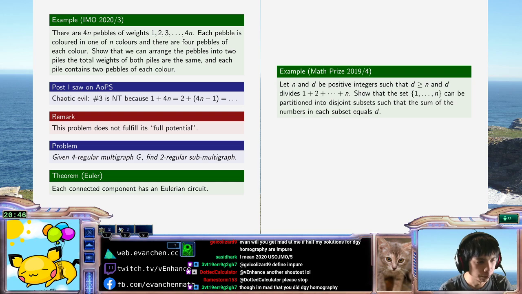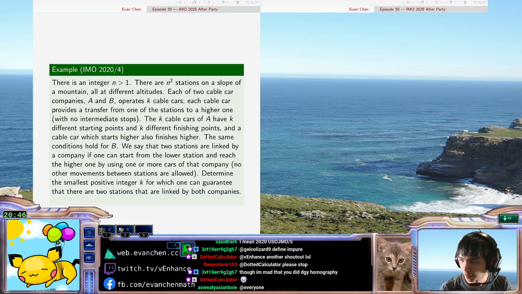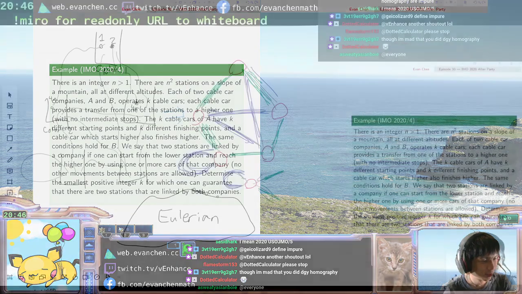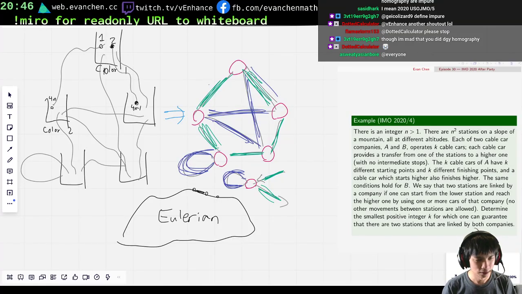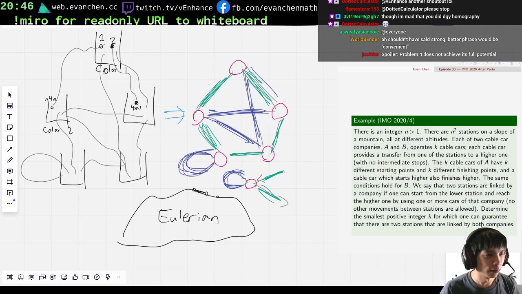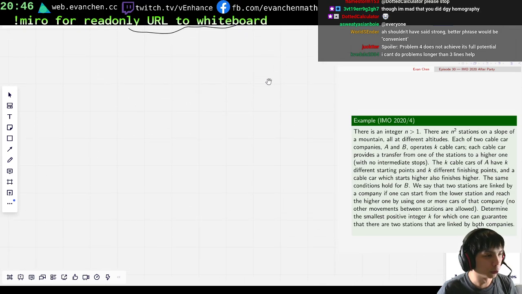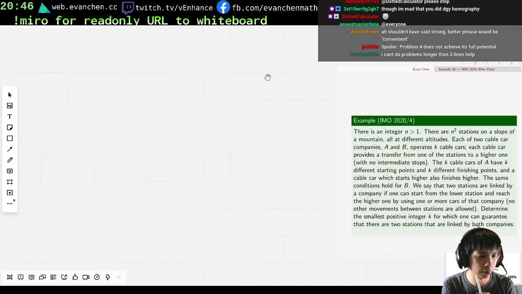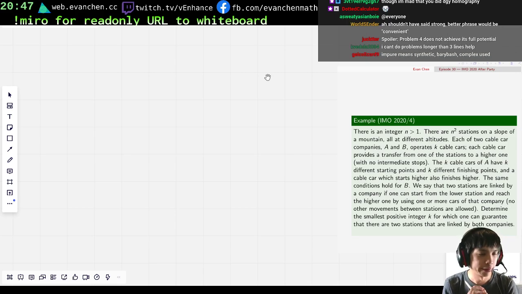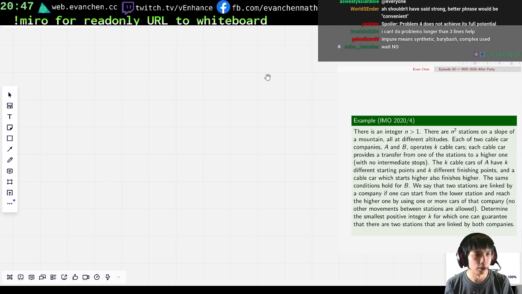Okay, so let's go into problem 4. So, this is a problem that appeared. And problem 4 does not achieve its full potential. I agree, but I think at least it's not necessary to realize that in order to solve the problem. In problem 2 and problem 3, you really have to believe in something that you aren't promised should work out. Whereas here, let me tell you my thought process for this problem.